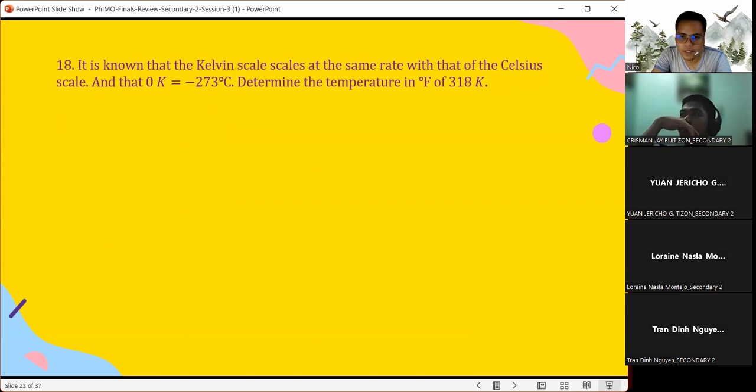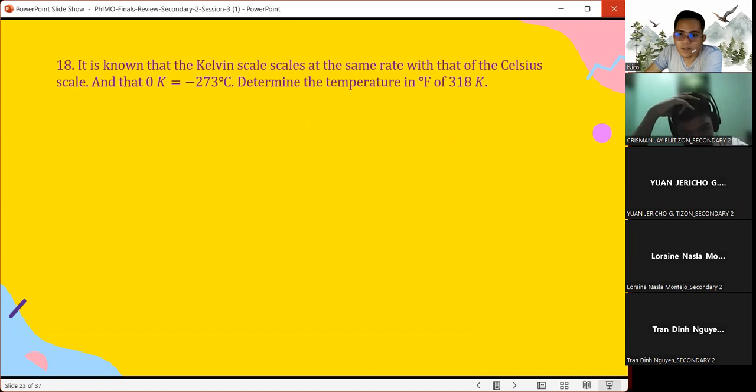Okay, so correct, it's 14, 8. Number 18. It is known that the Kelvin scales at the same rate as Celsius. So 0 Kelvin, just like what I told you last time, we call it the absolute temperature because it doesn't have a negative temperature, right? So determine the value in Fahrenheit if it's 318 Kelvin.